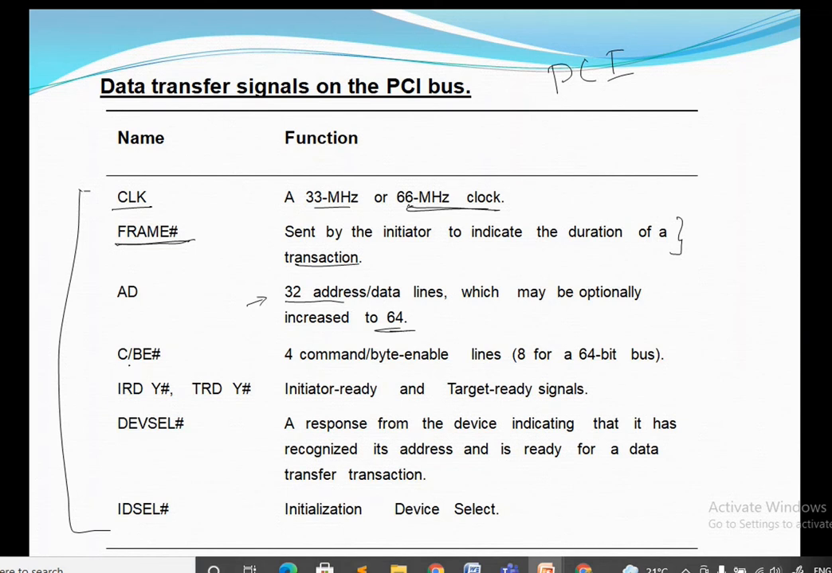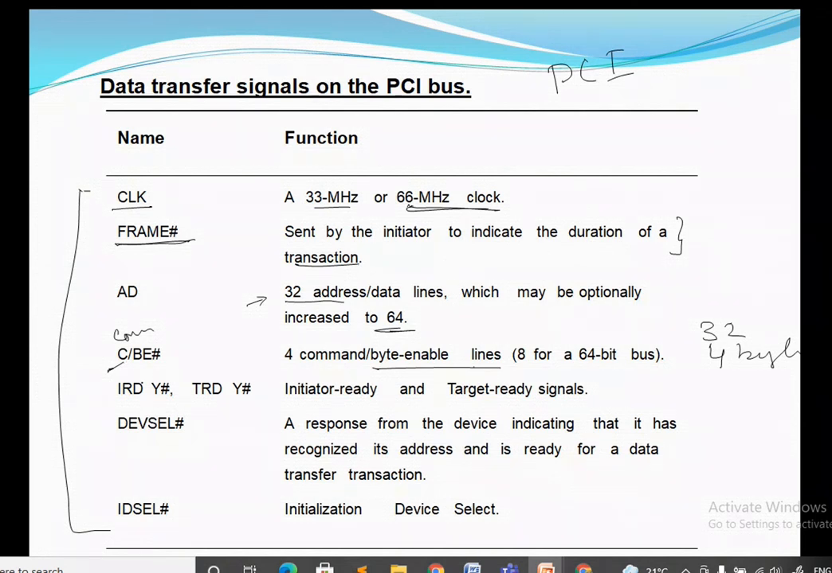Then we have another signal called C/BE#. What does it indicate? C indicates the command, and BE indicates the byte enable lines, that is 8 for a 64-bit bus. In terms of bytes, if it is a 32-bit bus, then you will have 4 bytes. So if you are considering 32-bit, you will get 4 byte enable lines for transferring the data. C indicates the command, and BE indicates the byte enable lines. How many byte enable lines exist?